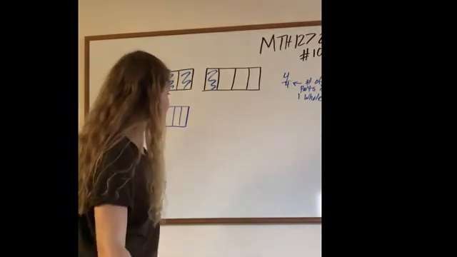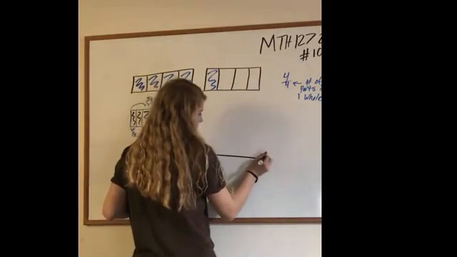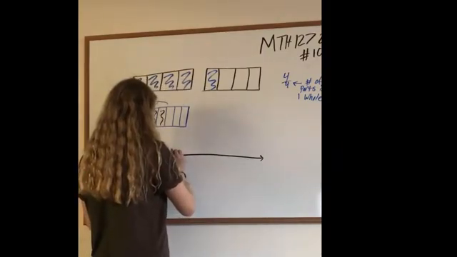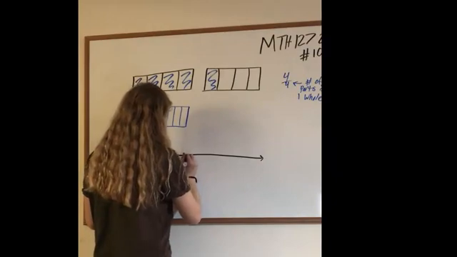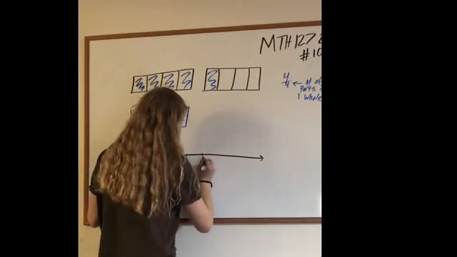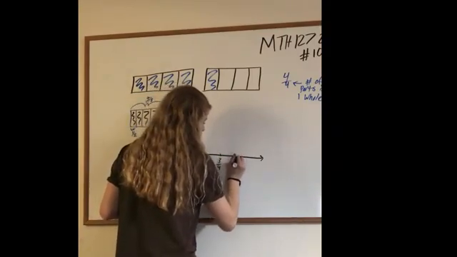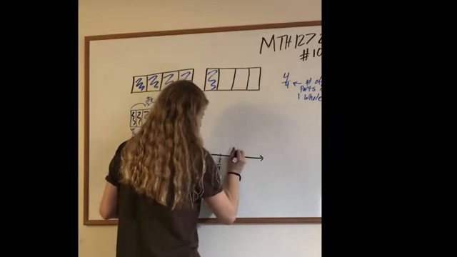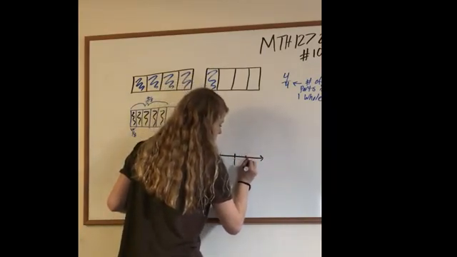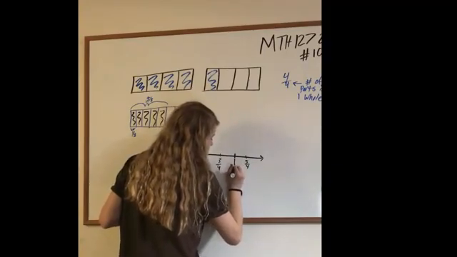So you can start with your fourths. So draw your number line. We're going to start with 0. And here's 1/4, 2/4, 3/4, 1, and 5/4. 1 is also 4/4.